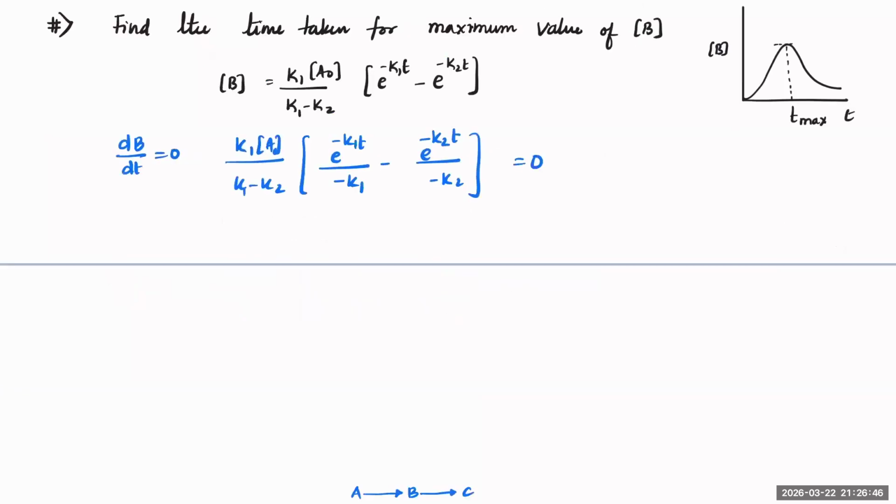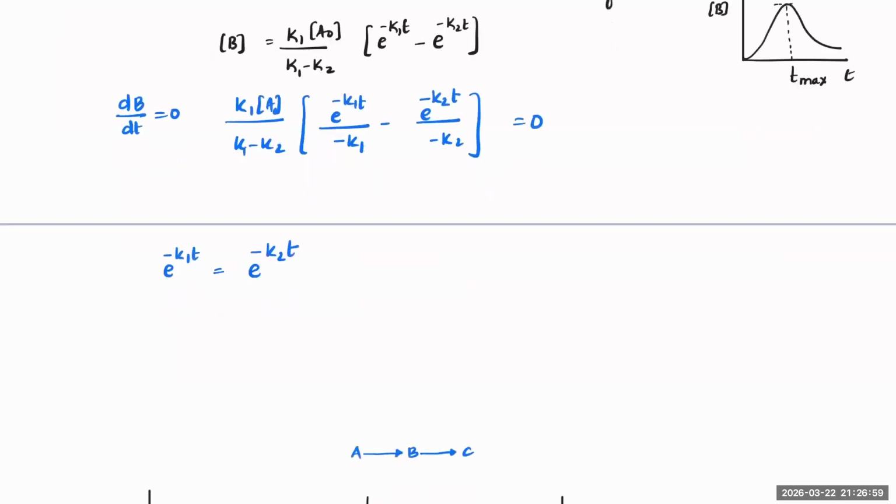If I take this minus out here, I will get e raised to power of minus K1 into T is equal to e raised to power of minus K2 into T, because the rest of the things are divided by K1 and by K2. This is what I'll get. If I take the exponential factors in one direction, I will get e raised to power of K2 minus K1 into T is equal to K1 by K2.